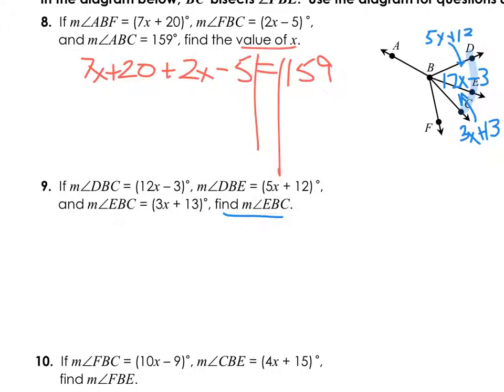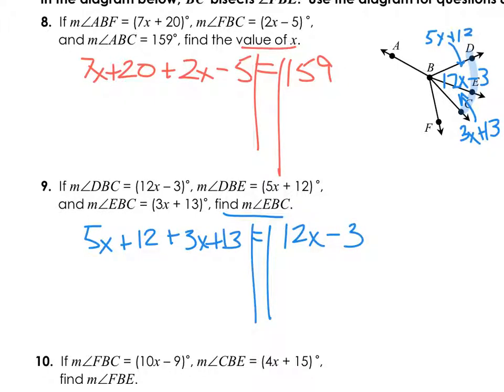Well, those two little ones, the 5x plus 12 and the 3x plus 13, those added together equals the 12x minus 3. Okay? Solve for x, and then you need to plug it back in here to figure out how many degrees EBC is.